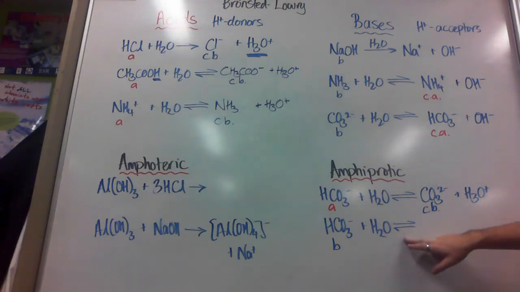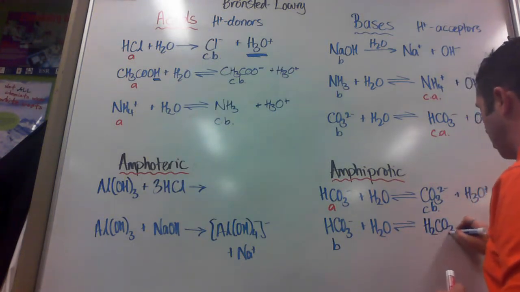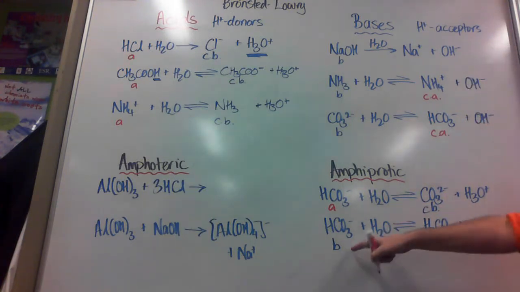A base will accept another H+, so it's going to become H2CO3, and because it's come from that, it'll make hydroxides. Therefore, this must be our conjugate acid for that base.